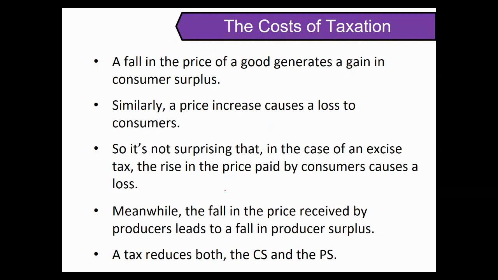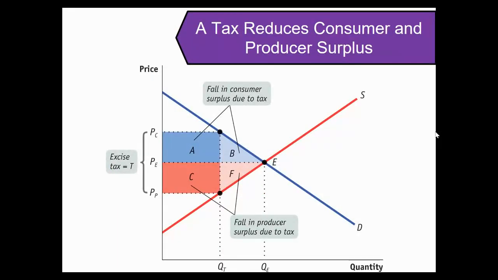And then the opposite happens with producer surplus. When there is a tax on a good, consumer surplus will fall and producer surplus will fall. We will see an increase in tax revenue, and then we will see a dead weight loss, which we haven't seen yet when talking about taxes.